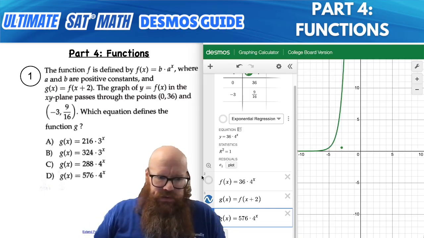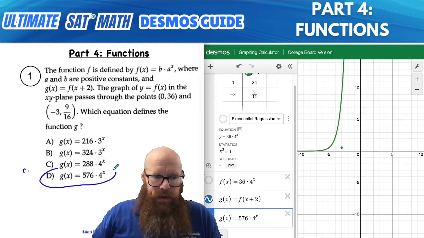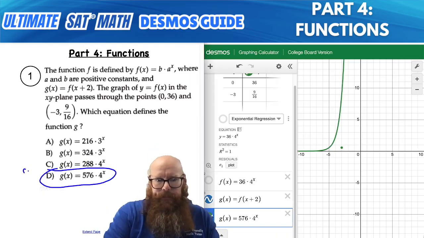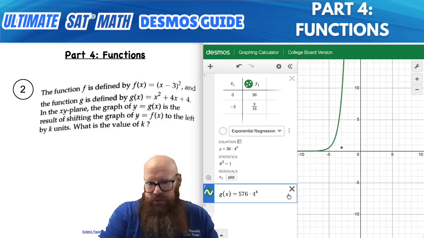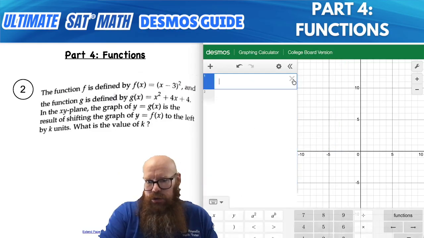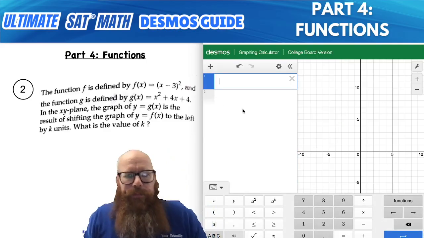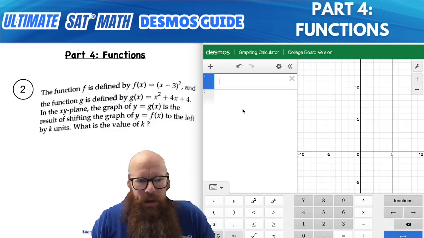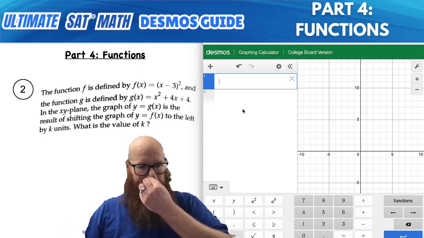All right, so we now know that the answer is D. All right, let us keep powering through this, and we are going to take a look at the next problem. So we have a function defined here and another function defined here, and it says that one is shifting the graph to the left by k units. What's k? So let's just throw these in here.